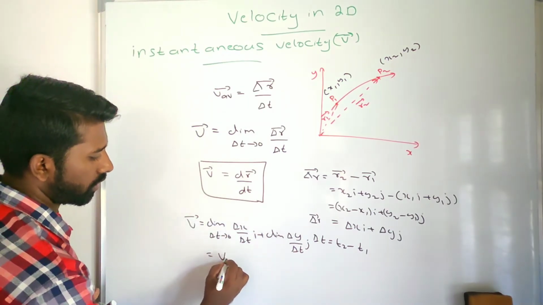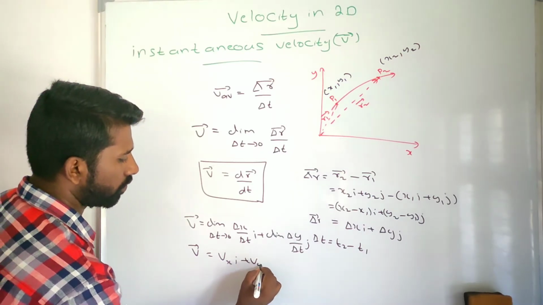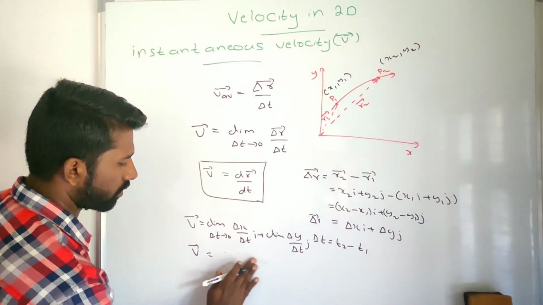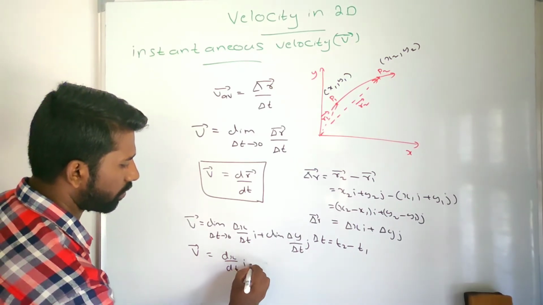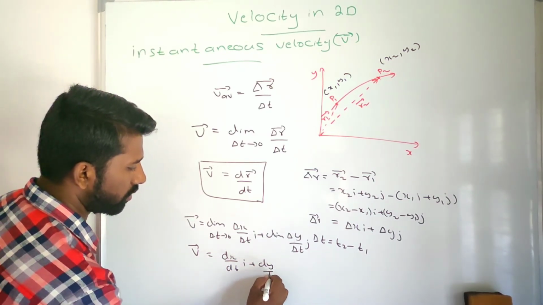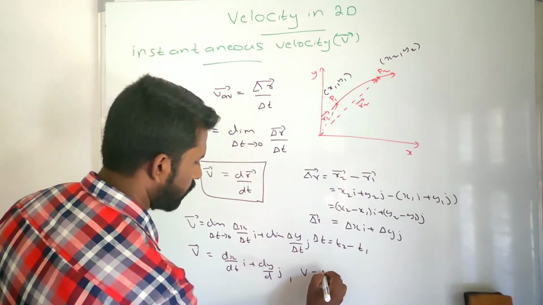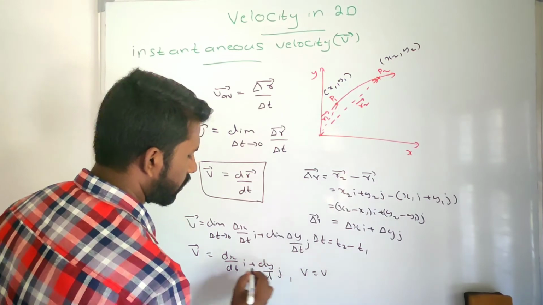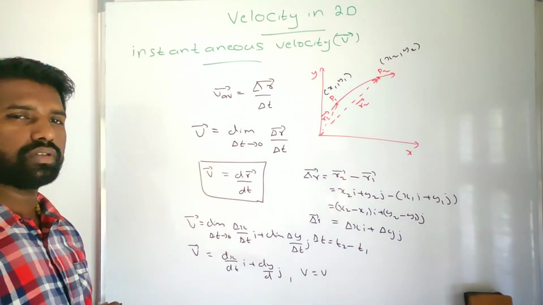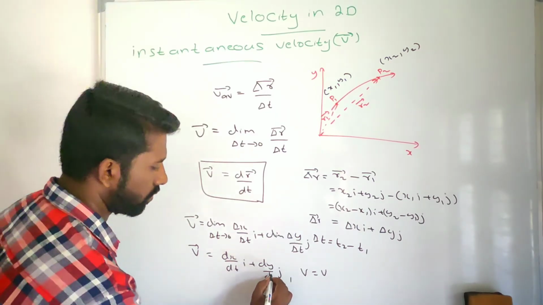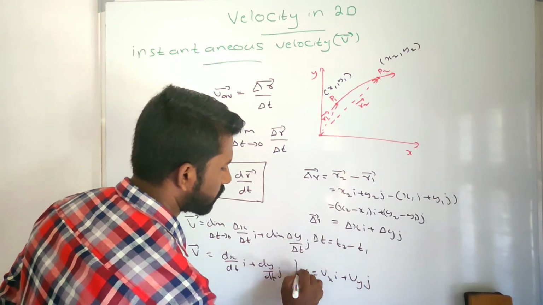This is the x component of the velocity. That is V is equal to Vx i plus Vy j. Or we can write it like this: dx divided by dt, i, plus dy divided by dt, j. This is the derivative of the x component with respect to time plus the derivative of the y component. So we will get Vx i plus Vy j.